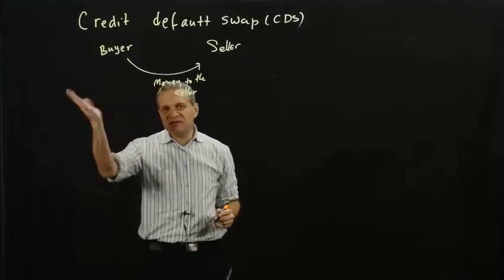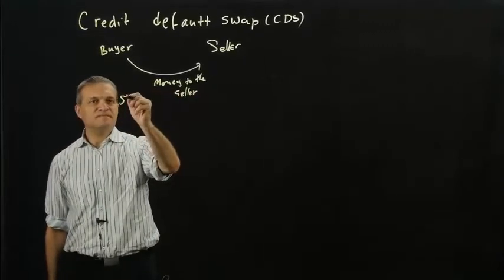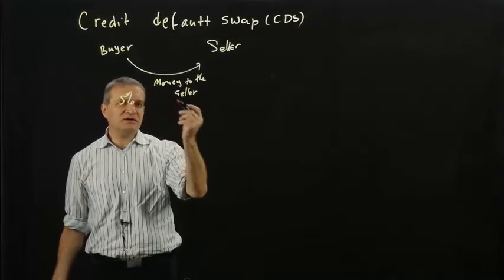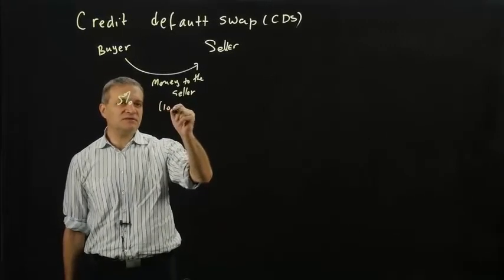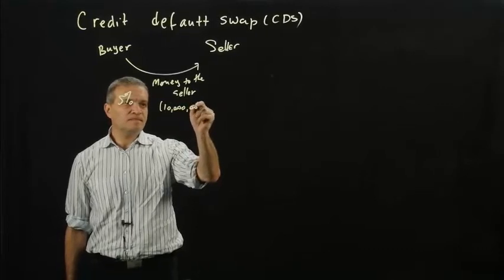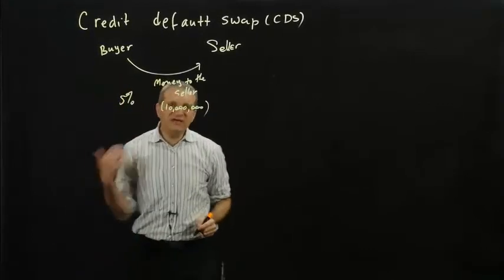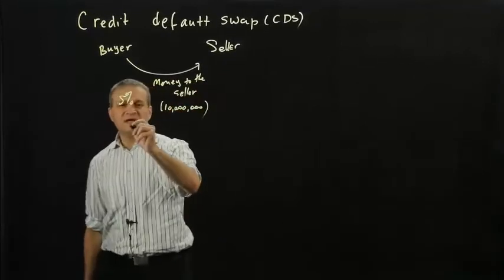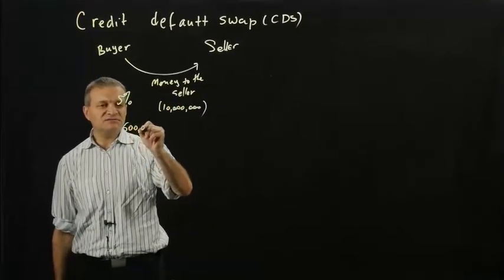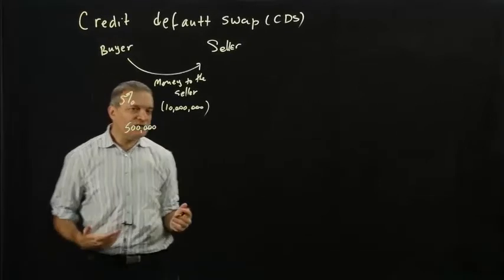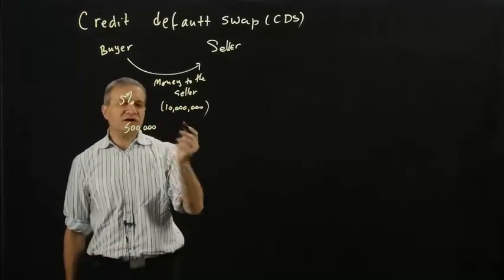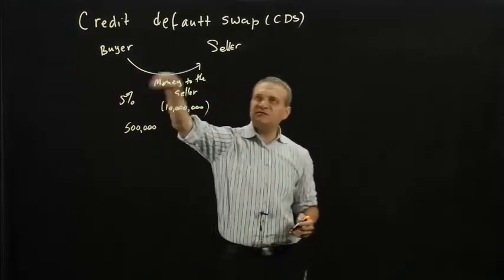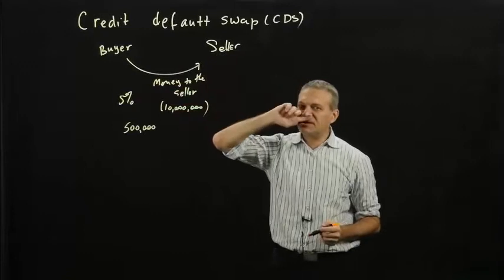So say he pays, let's say, 5%, and then he has a notional on which he is going to pay, like a principal, let's say it's going to be 10 million. So every year he pays 5% of 10 million, right? So every year he pays $500,000. On a quarterly basis, so 500,000 divided by 4, that's what he pays every 3 months. So that's what the buyer pays the seller.